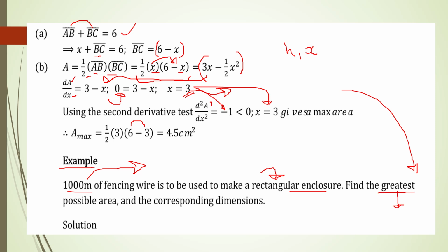So for anything like greatest or maximum, we have to get the gradient and you have to equate it to 0. So you have to find the greatest possible area and then the corresponding dimensions, implying that after getting the values of x, you also get the corresponding values of y. Now let's look at the solution for that.